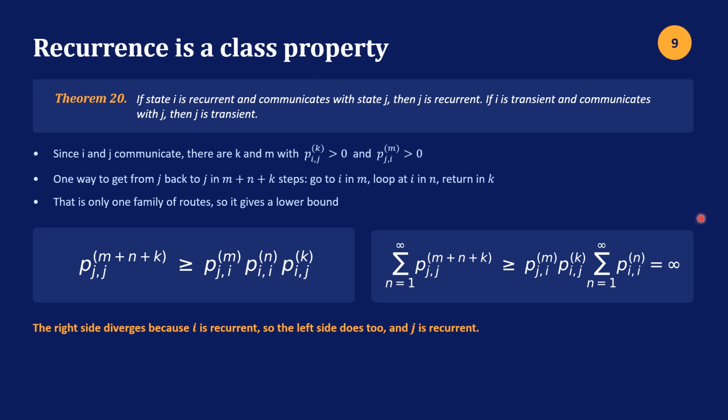The second part follows. The transient case follows immediately by contradiction. If J were recurrent, this same argument that we just went through run backwards would force I to be recurrent, contradicting our assumption in the second case that I is transient. So this follows, and now we can proceed to prove the more general result, that recurrence is a class property.